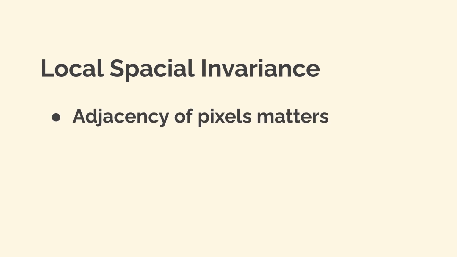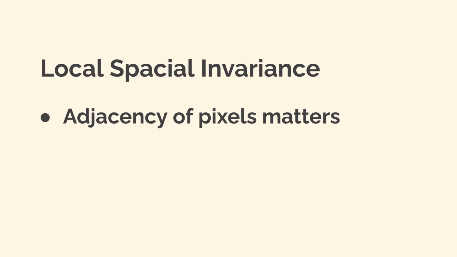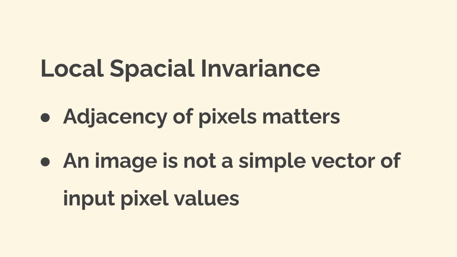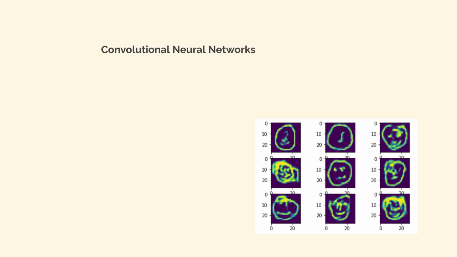And more on this, local spatial invariance means that the adjacency of pixels matters. Because when we're working with images, each pixel is not just an individual number. You have to take into account the pixels around it. If you want to find an eye or a dog, if you want to find the edges of a nose, you have to take into account adjacency of pixels. An image is not just a simple vector of pixel values. It has to take into consideration the neighbors of each pixel.